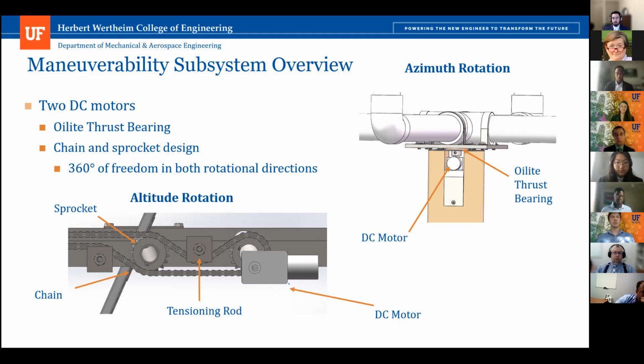And then we also incorporated some tensioning rods around the sprockets that can be moved up or down within cut slots on that middle bar. And the reason for that is to increase the number of teeth on each sprocket that are interfacing with the chain, and also to just generally increase the tension on the chain drive so that we don't have issues with backlash that'll cause our mirrors themselves to lose accuracy aiming towards the receiver.